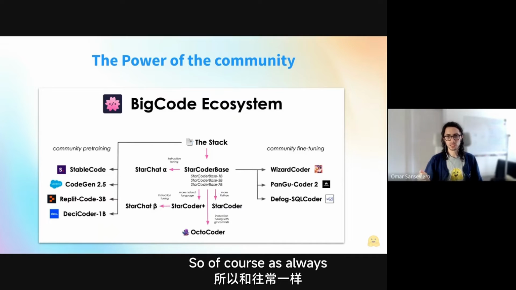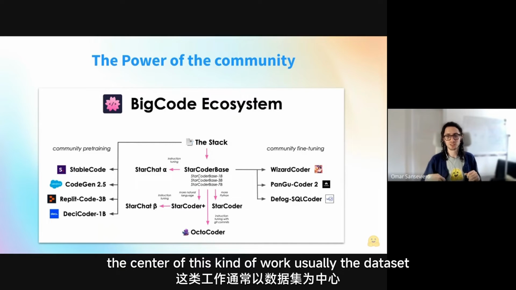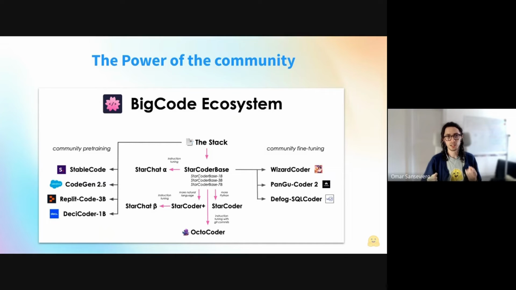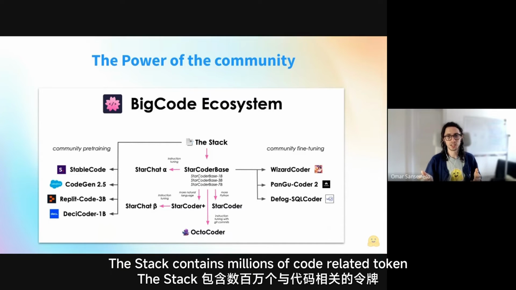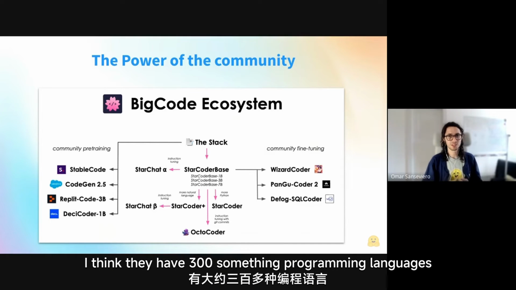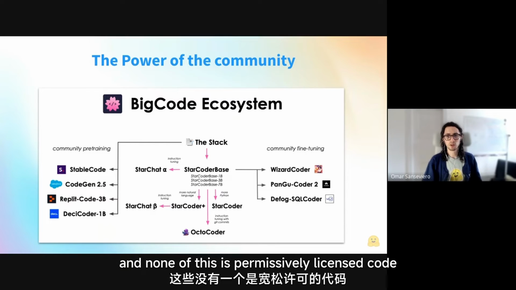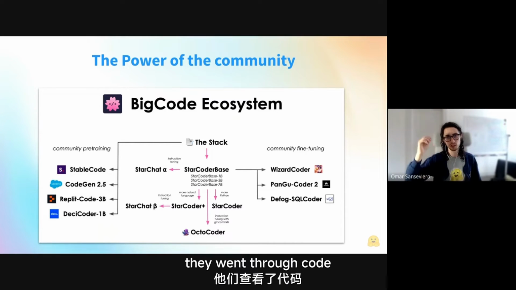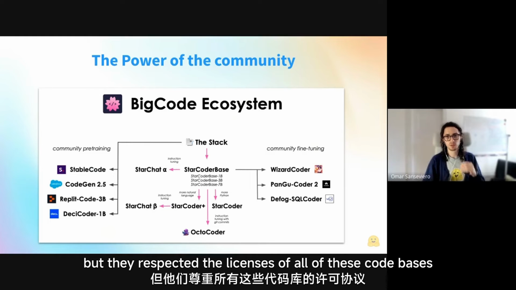So, of course, as always, the center of this kind of effort is usually the dataset. So this effort released a dataset called The Stack. The Stack contains billions of code-related tokens. So it has Python code, JavaScript. I think they have 300-something programming languages. And all of this is permissibly licensed code. So they went through Software Heritage and GitHub. They went through code, but they respected the licenses of all of these code bases.